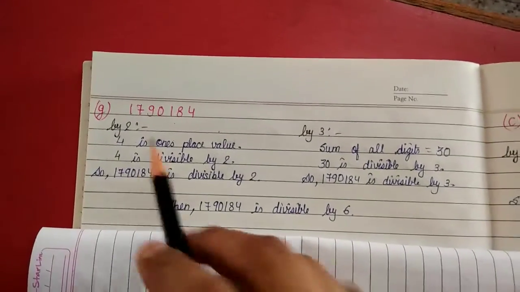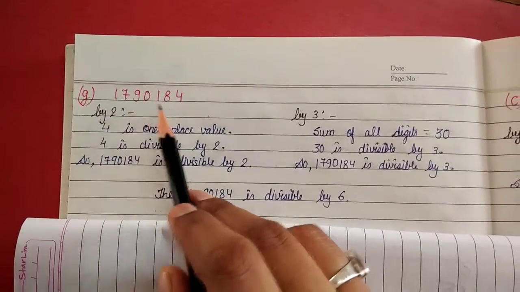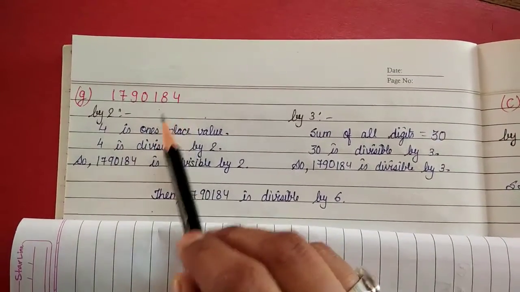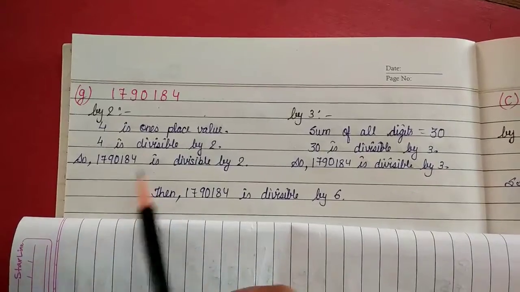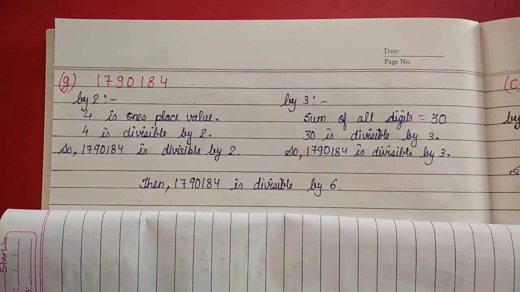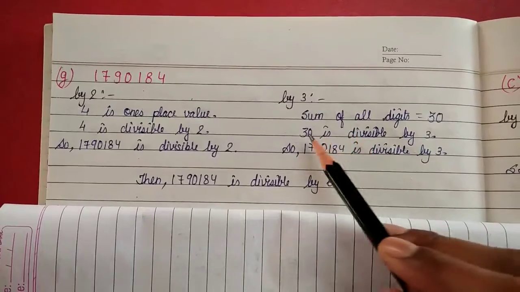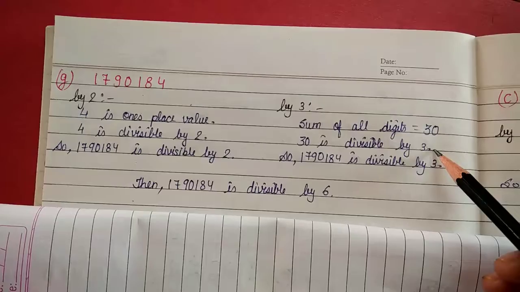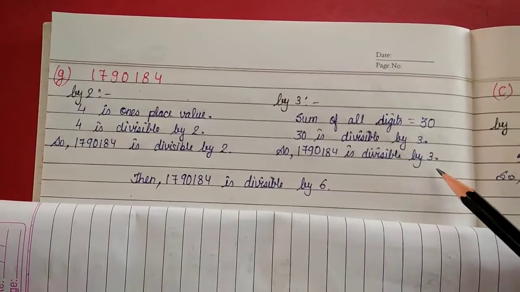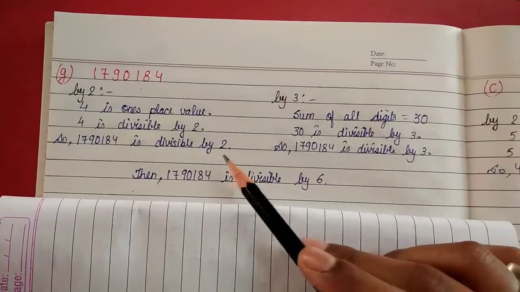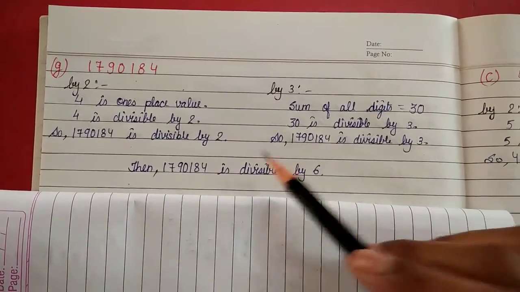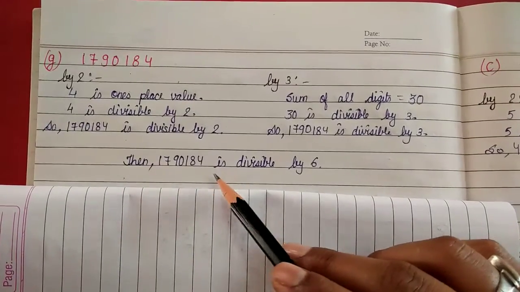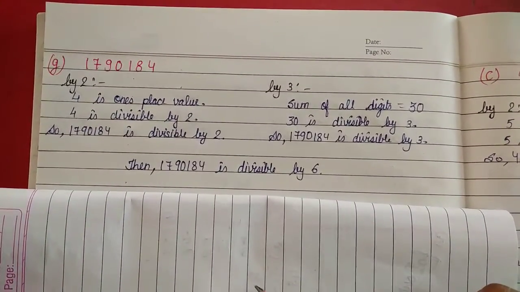Now the G part is 1790184. Its ones place is 4 and 4 is divisible by 2. It means that the complete number is divisible by 2. And for the divisibility of 3, when we add all digits, we have 30. And 30 is divisible by 3. It means that our whole number is divisible by 3. Both the divisibility of 2 and of 3 are satisfied, so we can say yes, 1790184 is divisible by 6.